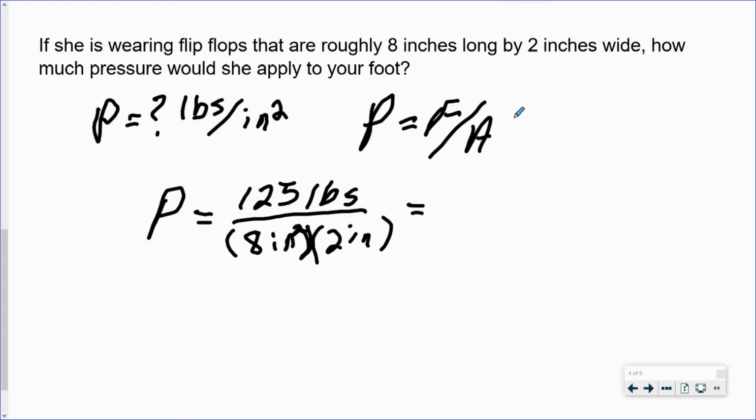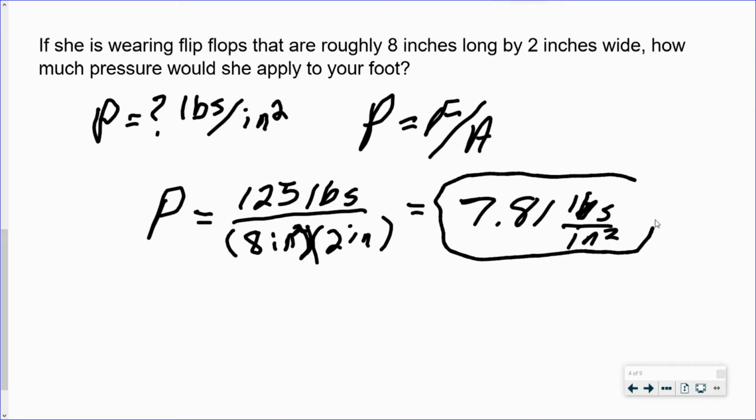7.81 pounds per square inch. So pounds per inch squared. And that's going to be the answer we're going to go with, which isn't a lot. Like we talked about, car tires, 32 psi, so that's less than a quarter of that.